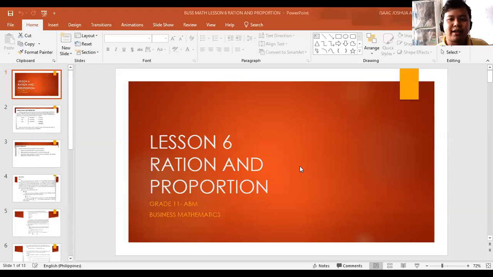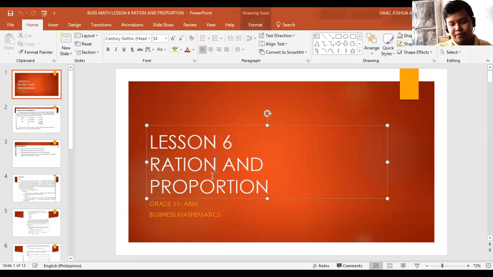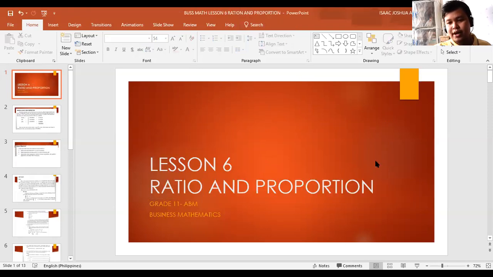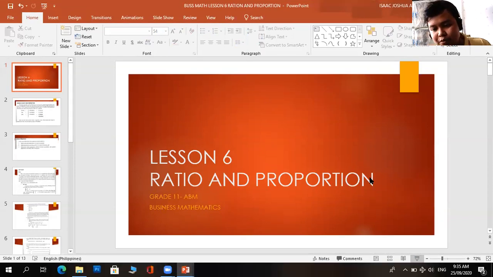But then again, we will tackle again about finding rate, base, and percentage because hindi natin pa nakuha or napag-aralan those subjects. So today, it's about ratio and proportion. Okay? Ratio and proportion. So ngayon, ano ba yung ratio and proportion?